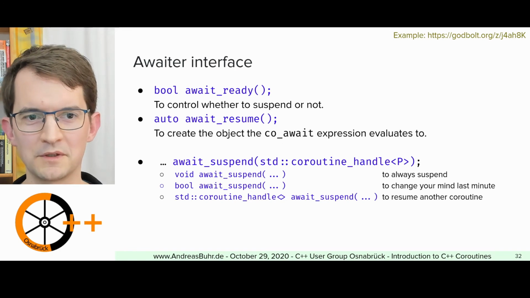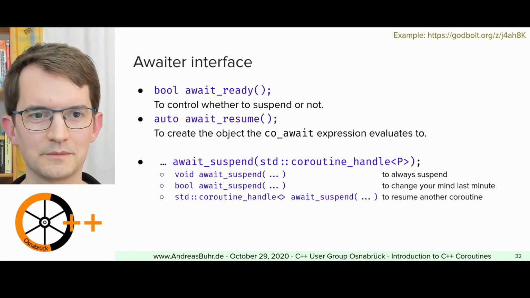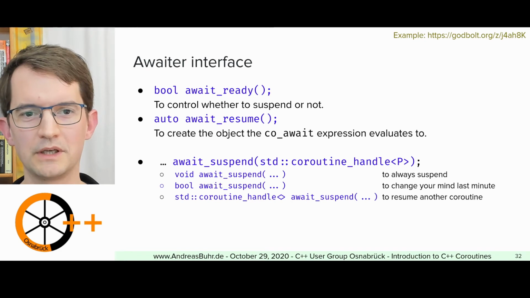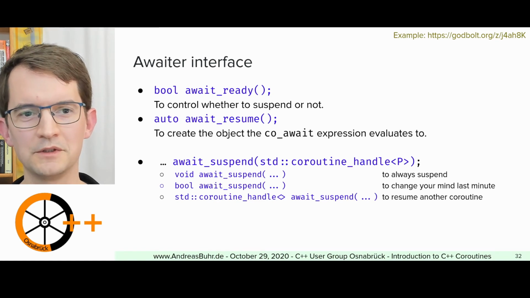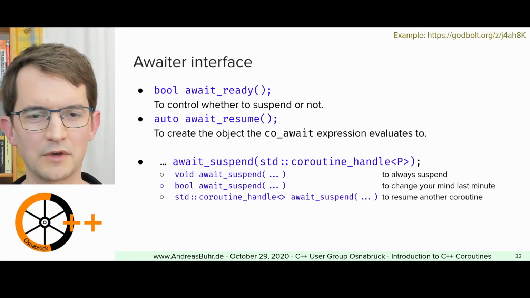So await suspend is called by the system, by the coroutine machinery of C++20, and the argument here to await suspend is always the coroutine handle of the currently running, about to be suspended coroutine. And then what you do with that coroutine handle inside, that's up to the implementer.